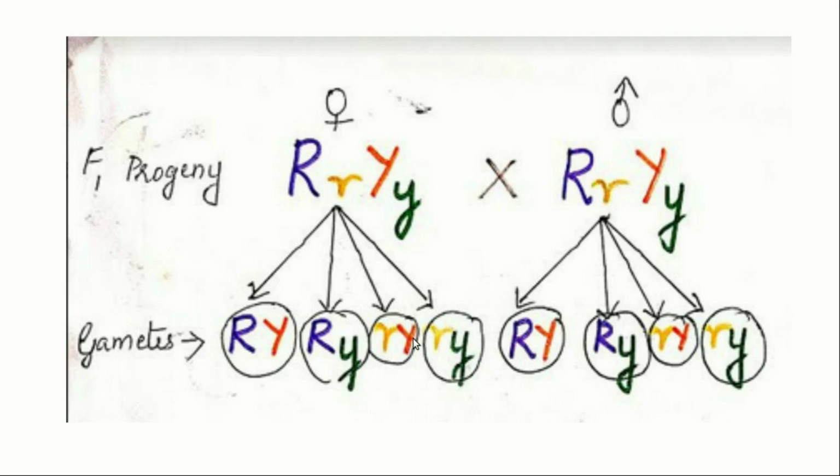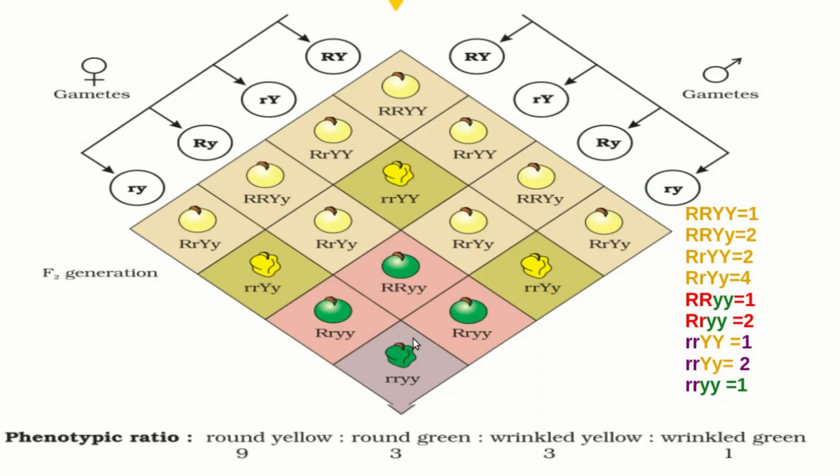Let us go to the Punnett square. In the Punnett square, one plant is taken as the female plant and the other is taken as the male plant, and the gametes of the female plant, that is the eggs, are written on this left side, and the gametes of the male plant, that is the pollen, are written on the top side.